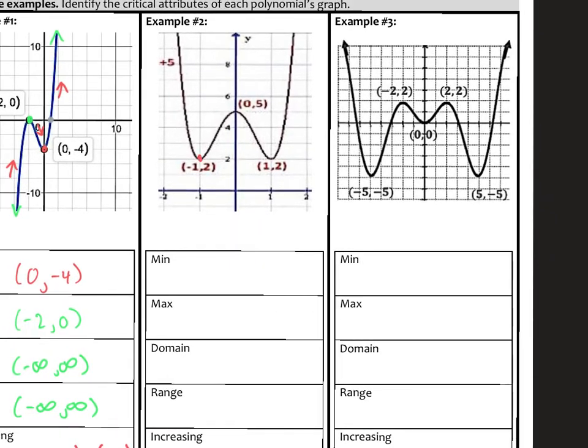Minimum here. We have another minimum over here. Okay, so two minimum values, -1, 2, not -2, -1, 2. It's a +2. And then we have another one at 1, 2. Okay. Then we have the max. The max is right up here at 0.5, nicely labeled for us. Appreciate that. Domain, -infinity to infinity. Never stops going left, never stops going right.